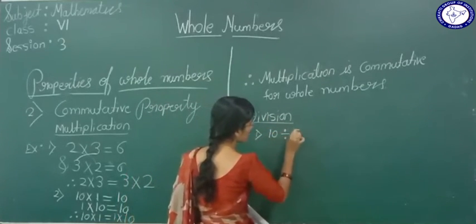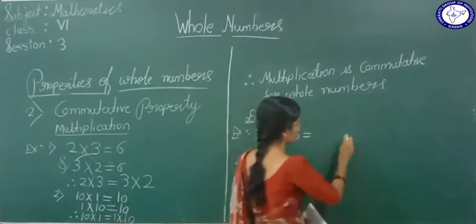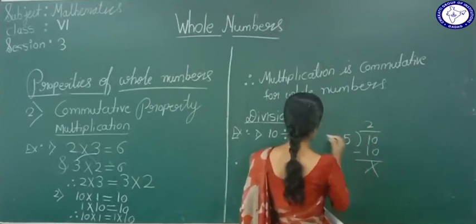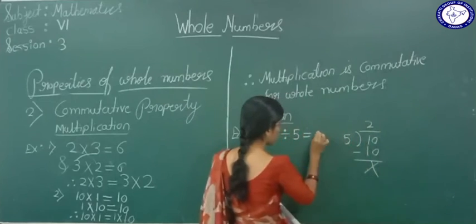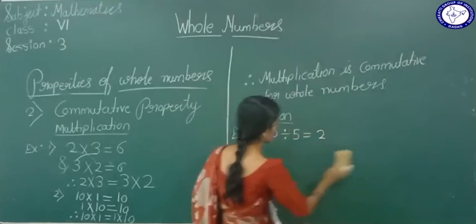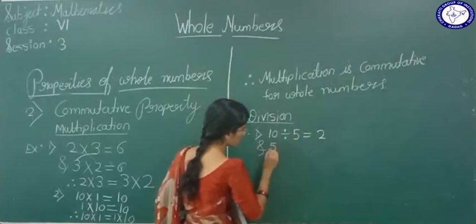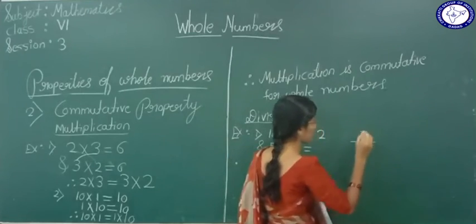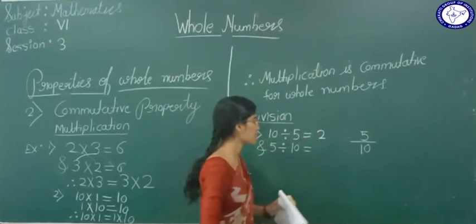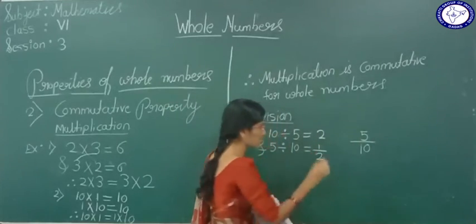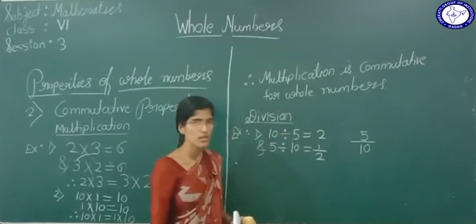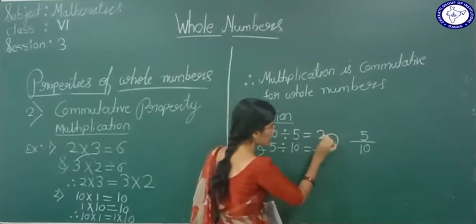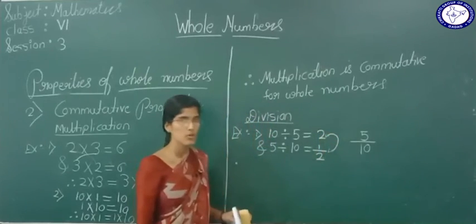10 divided by 5. What is 10 divided by 5, students? 5 2s is 10. Here the answer is 2. Yes. Now, what is 5 divided by 10? 5 divided by 10, we will get the answer 1 by 2. Is 1 by 2 a whole number? First of all, this is not a whole number. Now see here, are both answers the same?